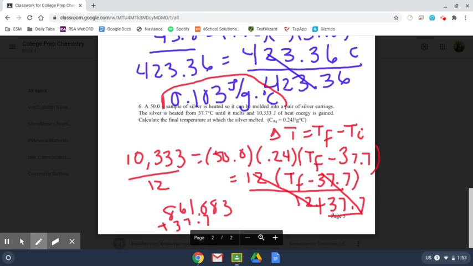All right, so now we need to look for sig figs. It looks like we've got 3 sig figs in our mass, and then we have 3 sig figs in our temperature and 5 in the Q. So we want 3 sig figs, which would be 899 degrees Celsius. That's hot. It's really hot.